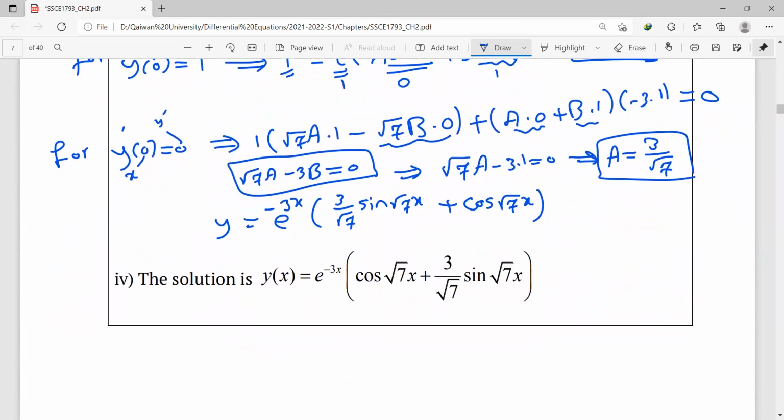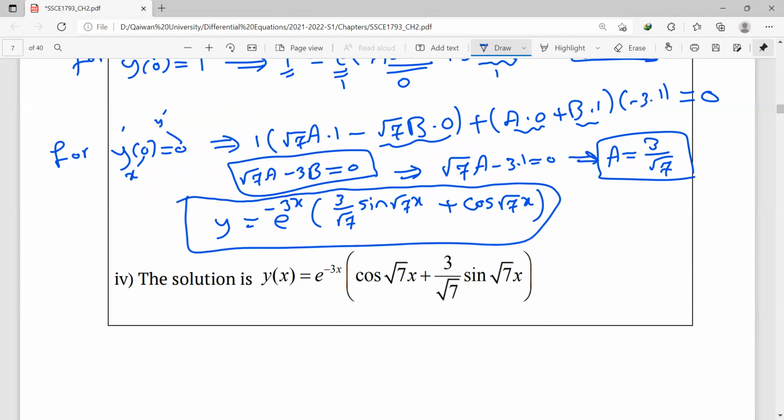Let's compare this with the result that was given. The coefficient of sine is 3 over square root of 7. The coefficient of cosine is 1. And the angles are square root of 7 times x. And that's the solution. Okay.